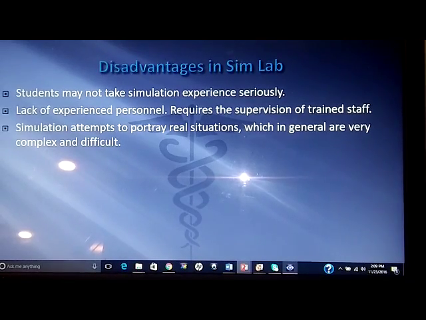Now, the thing about the disadvantages is that simulation attempts to portray a real situation, which is very complex and difficult. Although once a student nurse or actual nurse is in a clinical environment, they may run into situations that are outside of the simulation. So we're going to try to give them everything necessary to their advantage.